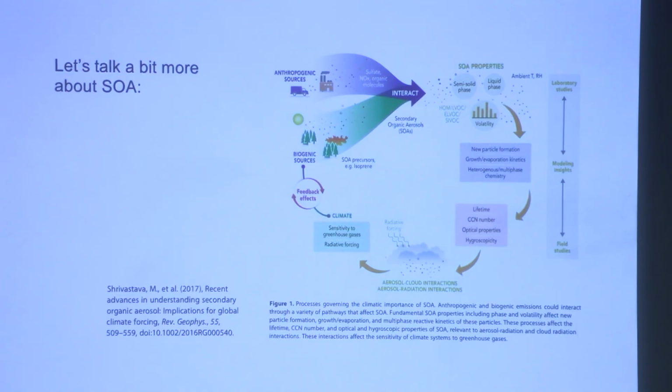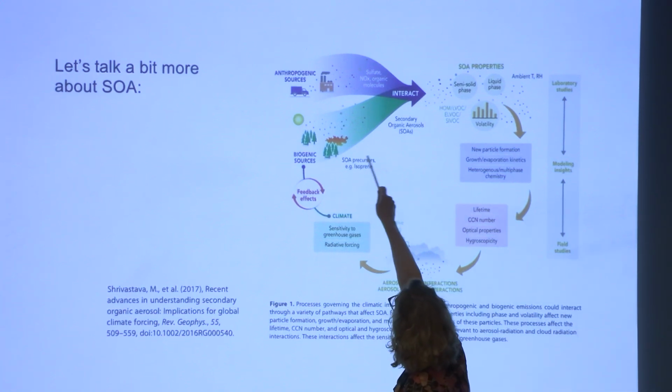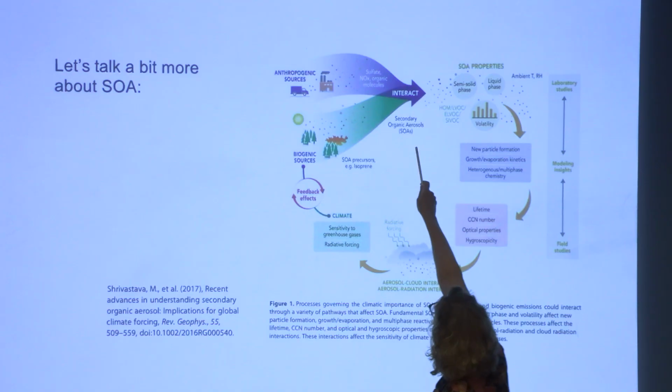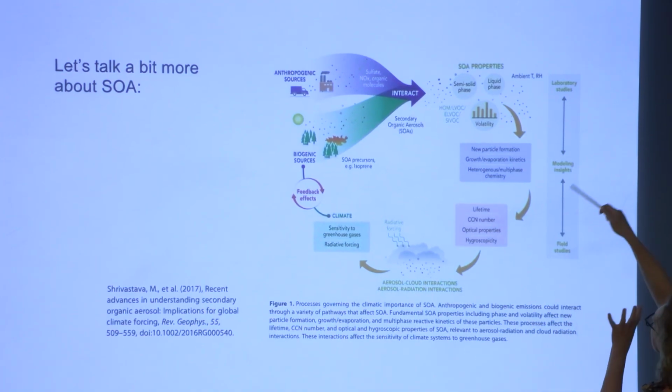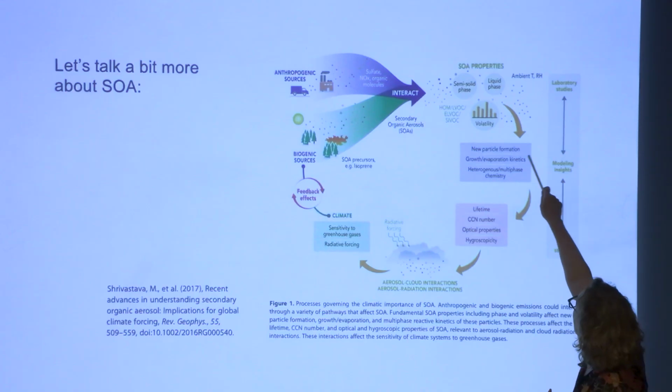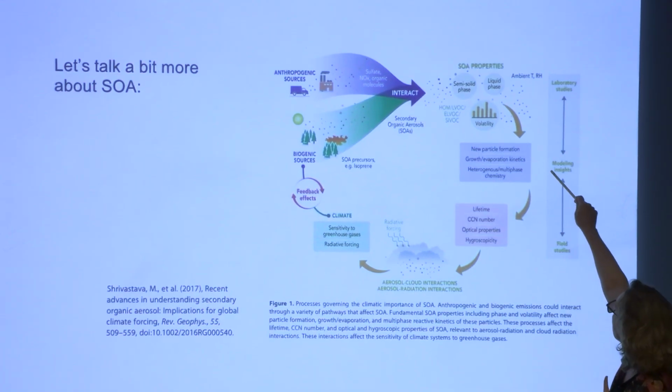This is just an overview showing you the secondary organic aerosol. It can have biogenic sources, so precursors here, and anthropogenic sources. You have the interaction between both. You form different SOA components. They can have very different properties in terms of how volatile they are. Are they solid or liquid? In what kind of phase are they? They play a role in the particle formation that we talked about, and in the growth of aerosols.